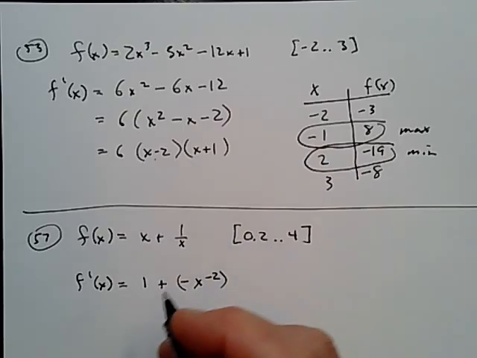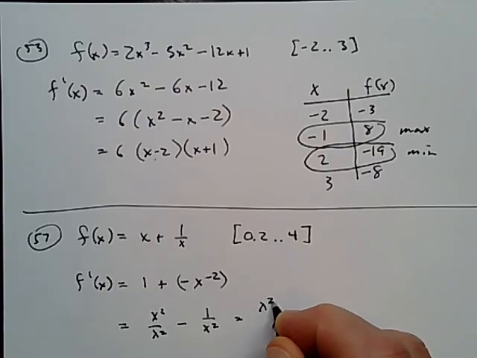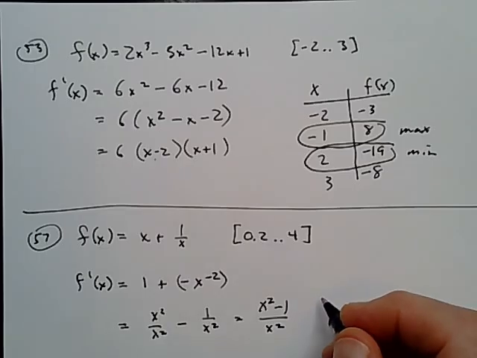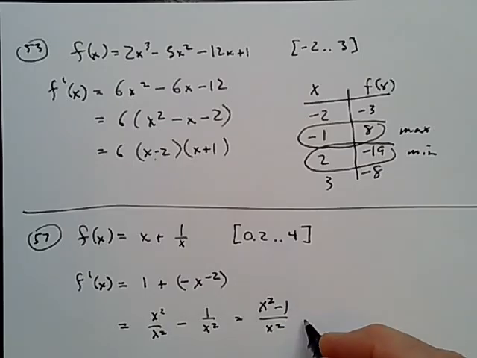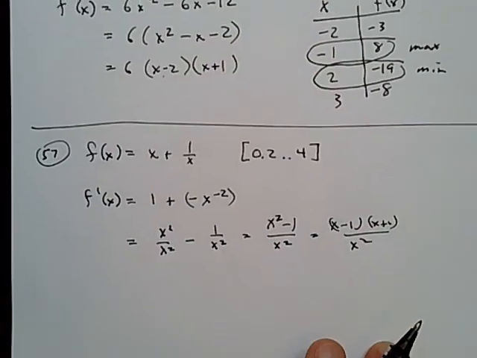I'm going to get a common denominator. So I'm looking here at x squared over x squared minus 1 over x squared. And so that's x squared minus 1 over x squared, which is x minus 1 times x plus 1 over x squared. So clearly the places where the derivative is 0 are plus and minus 1, and where the derivative is undefined is at x equals 0. Okay, so I'm ready for the table.